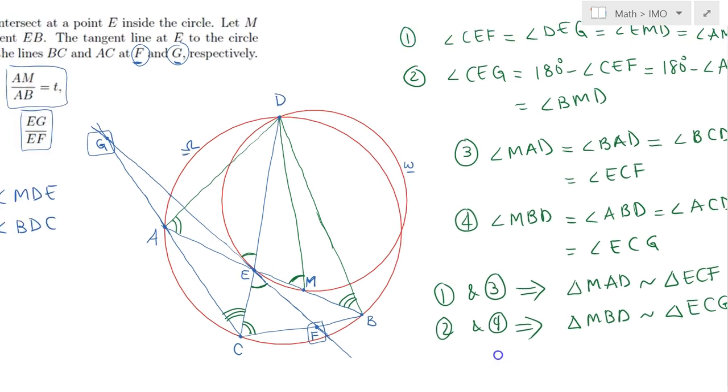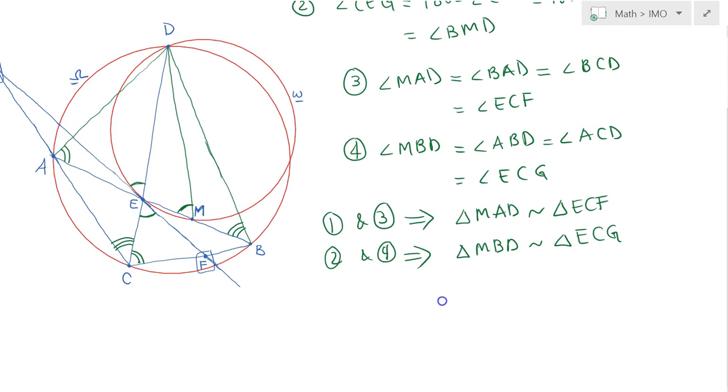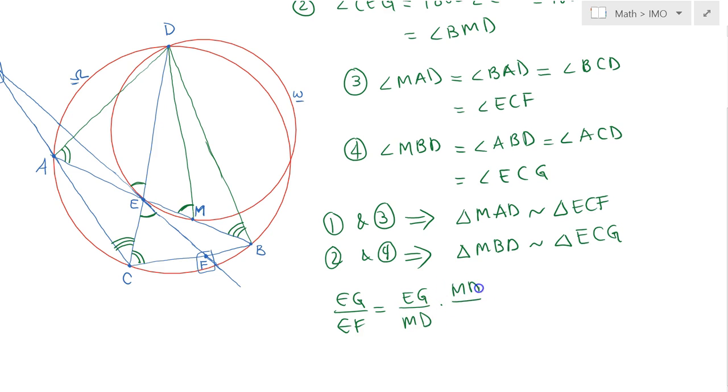But now we can use length relationships. The question is deliberately asking for EG over EF. I can rewrite it as EG over MD times MD over EF. But EG over MD, from the second set of similar triangles, is the same thing as EC over MB. So I can replace it with EC over MB times MD over EF, and MD over EF is the same thing as MA over EC. Because the EC's cancel out, that's simply equal to MA over MB.